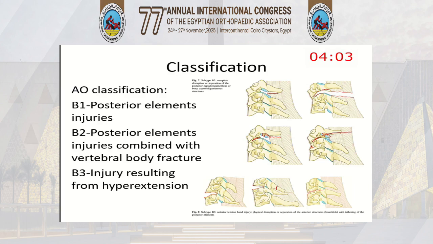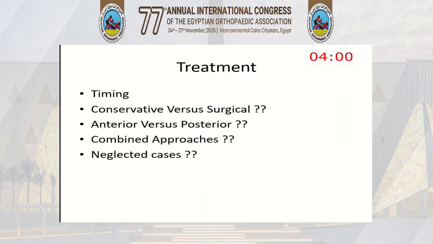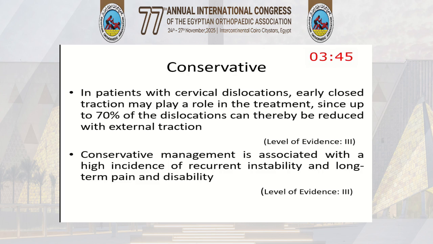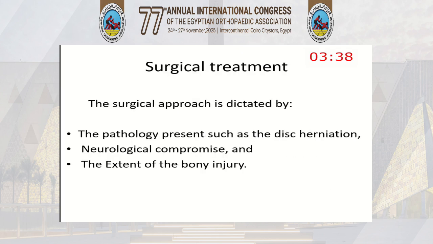The classification is well known. Regarding the treatment timing, conservative versus surgical, anterior versus posterior, combined approaches, and in neglected cases, rapid reduction should give the patient the best chance for neurological recovery. Conservative treatment with closed reduction is usually associated with a high incidence of recurrent instability. Surgical treatment is indicated by the pathology present, such as disc herniation, neurological compromise, and the extent of bony injury.